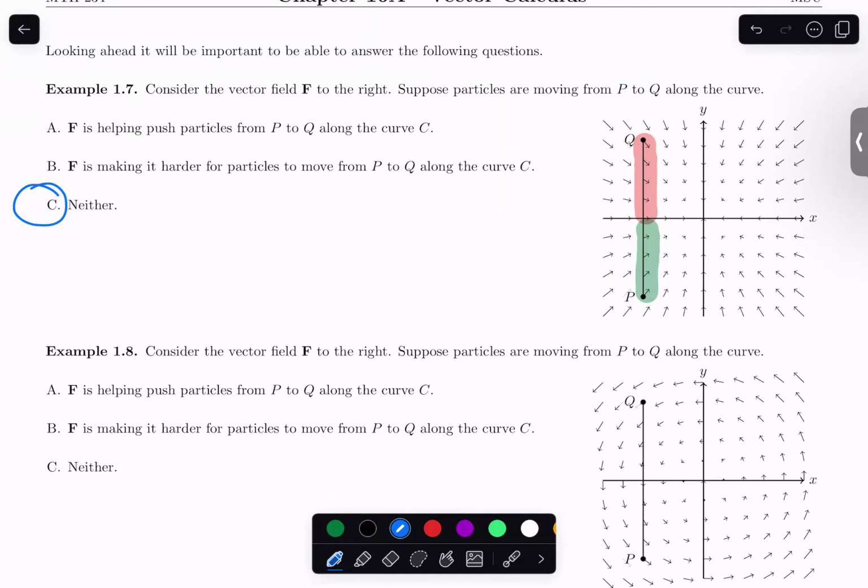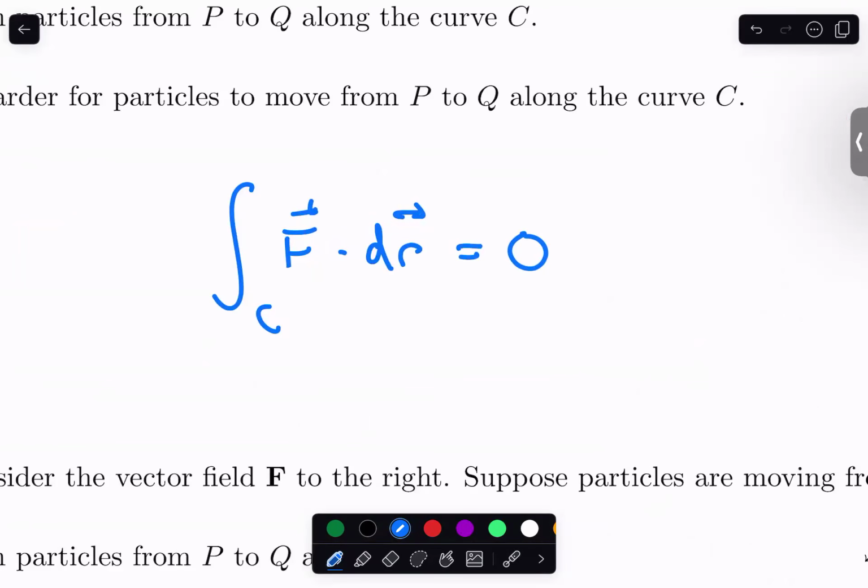And it turns out, and this is the intuition I'm trying to help with here, that if you were to calculate this line integral, you would get 0. When the vector field neither helps nor hurts, the line integral will equal 0. Basically, we're adding up the influence of our vector field as we go along the curve. So this is an integral over our curve, C, and anytime you have an integral, you're adding something up. This is adding up how the vector field is influencing particles traveling along this curve.